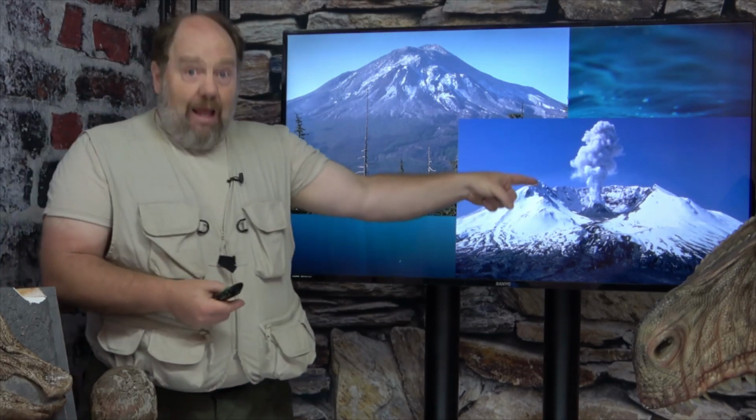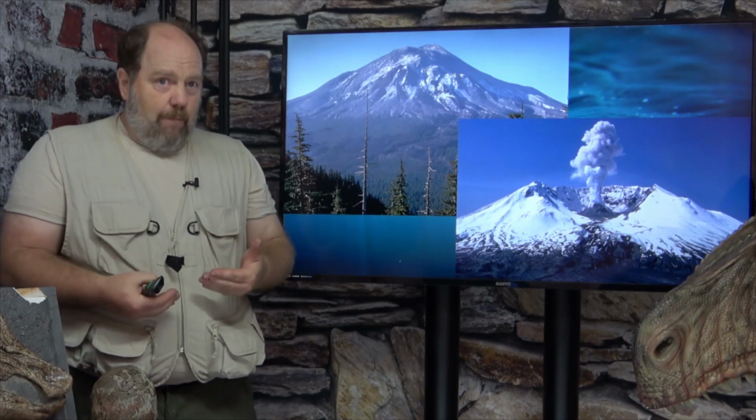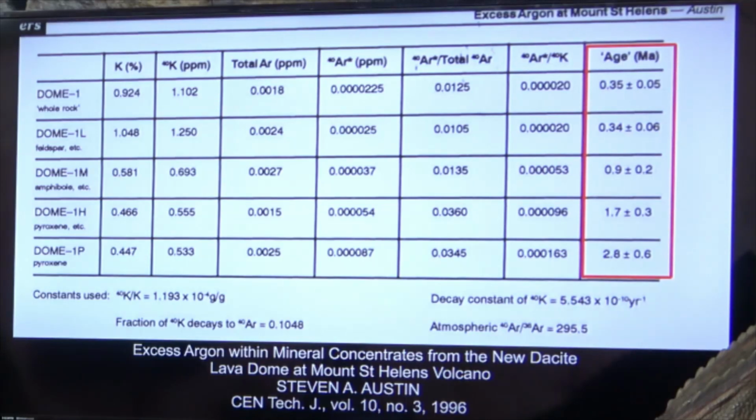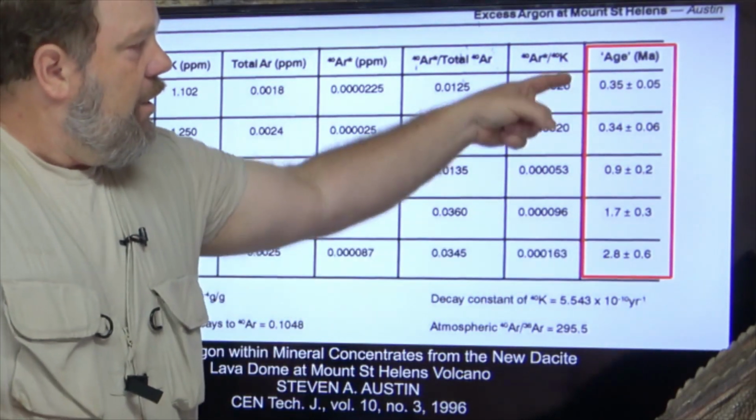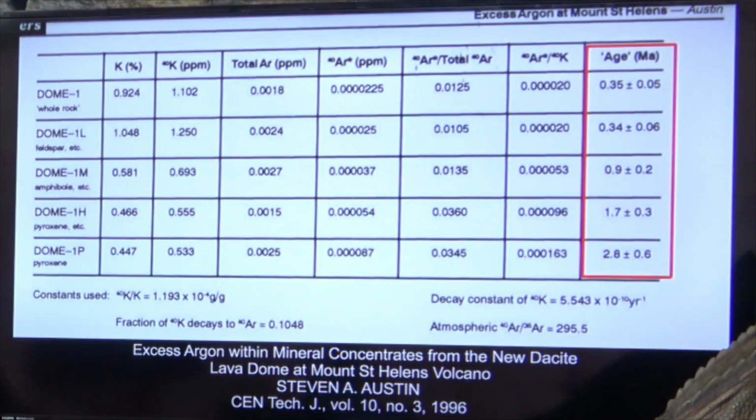10 years later, Dr. Steve Austin from the Institute for Creation Research, now headquartered in Dallas, Texas, collected samples of that lava dome and processed the rocks through the potassium-argon dating method. 5 samples from the same lava dome, the same rock, returned ages of 350,000 to 2.8 million years old. Radio dates from rocks we know are 10 years old.